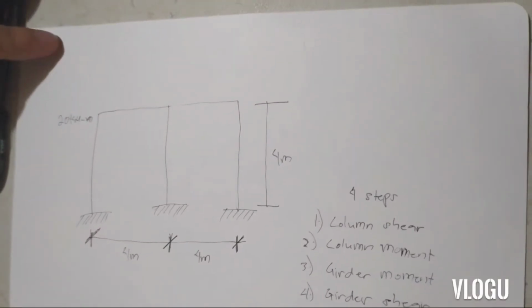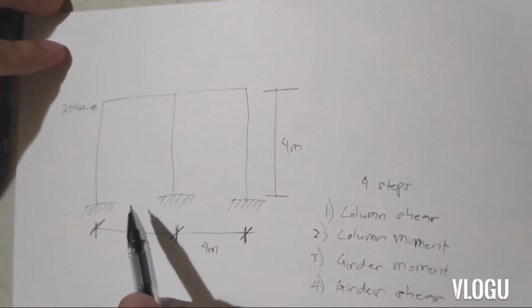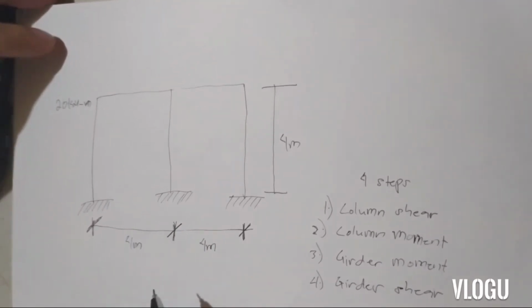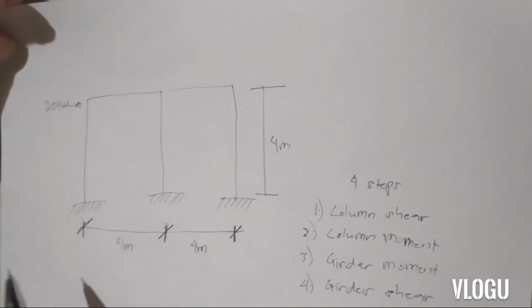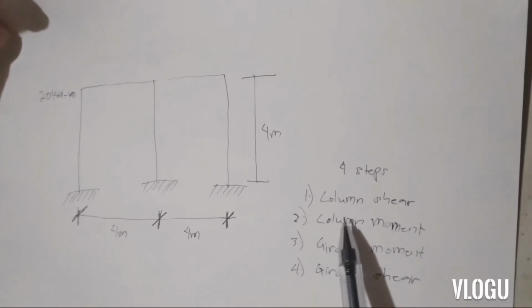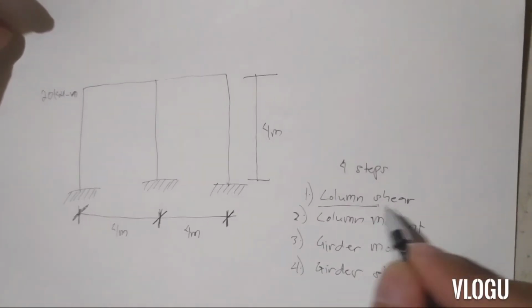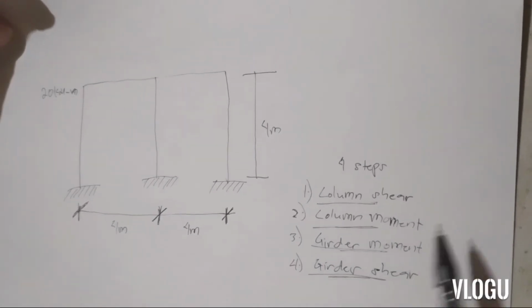This is some example of portal method. Imagine natin is meron tayong bungalow or one-story building. So para makuha natin yung each rotation nito is meron tayong 4 steps, which is column shear, column moment, girder moment, and girder shear.